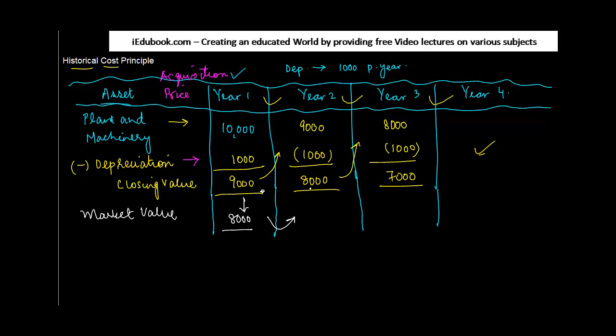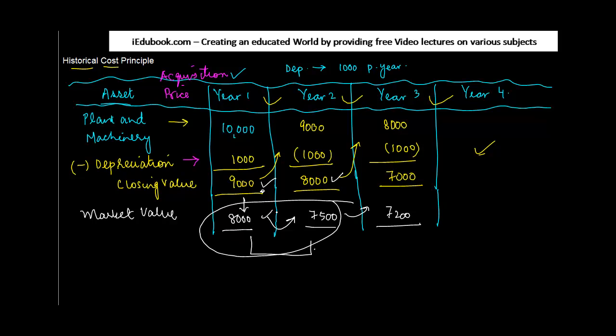In year 2 I have a book value of 8,000, whereas the market value may actually be 7,500. In year 3 the actual market value may be 7,200. It can be less, it can be more. So let's say for example in these 2 years the book value is more than the market value. But we do not account for these market values in the books of accounts. These market values are not accounted for in the books of accounts.